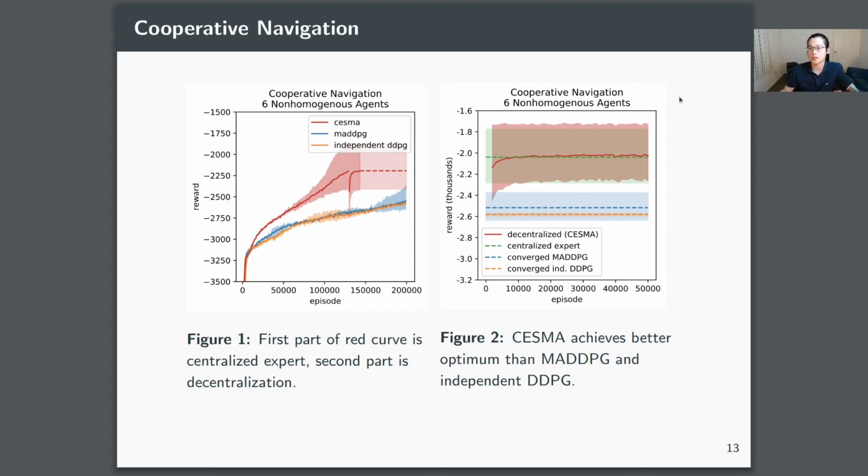On the right, we demonstrate that SESMA is able to achieve a better optimum. It's able to find better agents. So here, we basically train MADDPG, independent DDPG, SESMA and the centralized expert so that the reward curves plateau. And so as you can see, MADDPG plateaus here, and independent DDPG plateaus here, but the centralized expert plateaus much higher. It's able to achieve a higher reward, and we're able to decentralize this, seen in the red curve. We're able to decentralize this centralized expert, and so we find a better optimum.